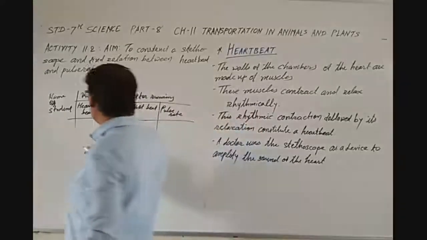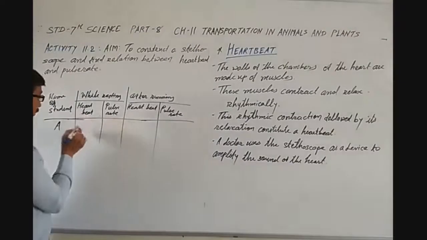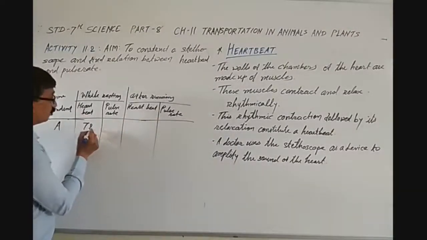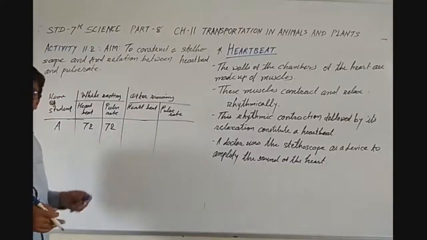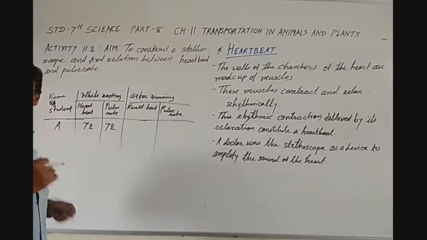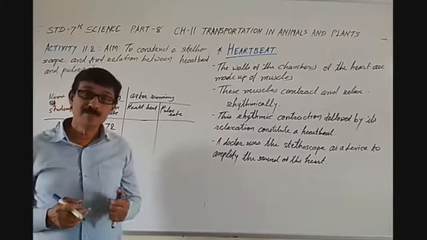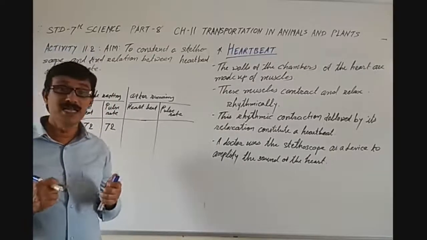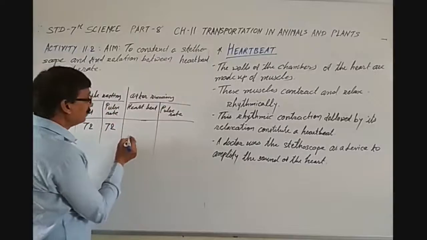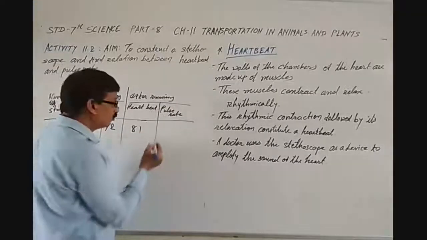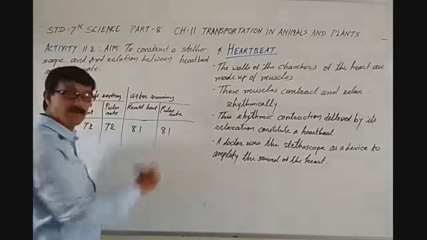So suppose the name of the student is A. Now if the heartbeat of student A is 72, then you will find the pulse rate also 72, because both beat at the same time. But after running, you will find the heartbeat has increased. Why? Because we are running. Our body requires more energy. And that is why you will find the heartbeat up to say 81, 82. But the same rate will be the pulse rate.